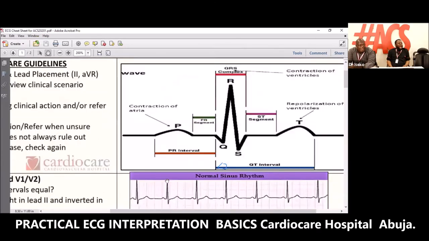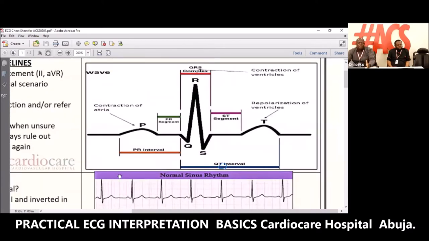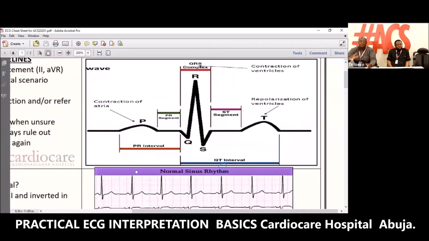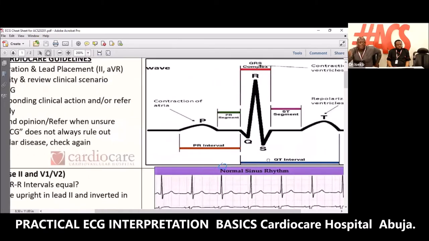Okay, that red interval from the beginning of the P wave to the beginning of the QRS complex is just telling us the time it takes for your impulse to get from the atrium, pass through the AV node, and get down to the ventricle. So you are now interested in seeing whether every P wave is followed by a QRS, whether there is an increase of that interval, or whether you have a P wave and no QRS complex at all. So that tells us the different grades of the block.